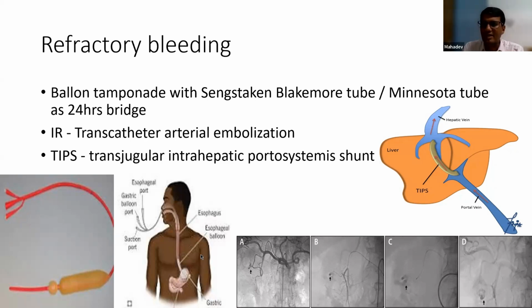If there is a gastric varices, then inflate the gastric balloon only and then pull it and fix the tube at the tip of the nose. The drawback is it can cause perforation of the esophagus, lower esophagus. Especially the esophageal balloon, if it is inflated too tightly, it can cause esophageal perforations.